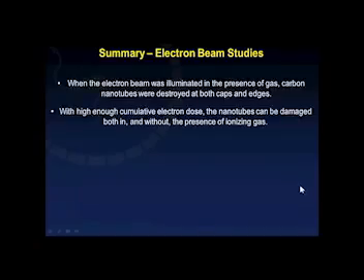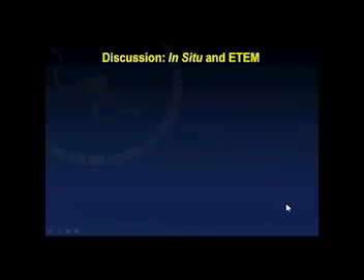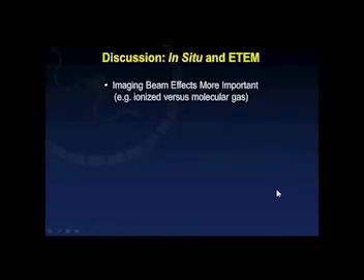So in summary, when the electron beam was illuminated in the presence of gas, carbon nanotubes were destroyed at both caps and edges. And with a high enough cumulative electron dose, carbon nanotubes can in fact be damaged both in and without the presence of the gas. It is therefore very important when one is performing ETEM experiments to try and quantify the effect of the electron beam, and also establish protocols which allow one to study the interaction of materials with molecular gas species instead of ionized gas species. So, some discussions about in-situ ETEM experiments.